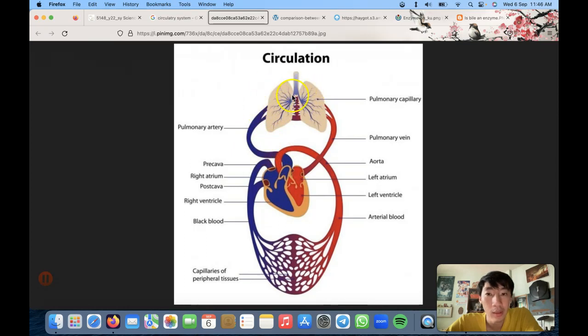Okay, in the lungs, we breathe in oxygen, and oxygen goes into our blood. You can see it's starting to turn red already. And then the carbon dioxide would be exhaled out from our lungs. Now we move on. We'll go over here.